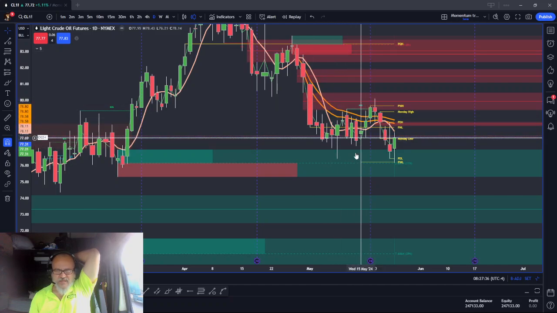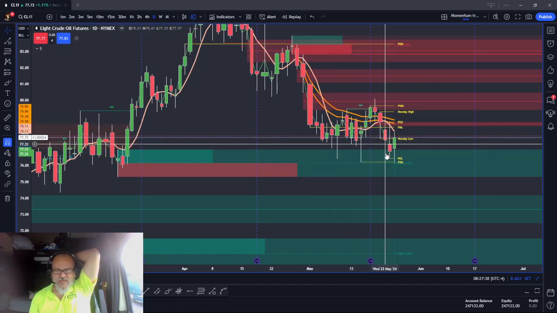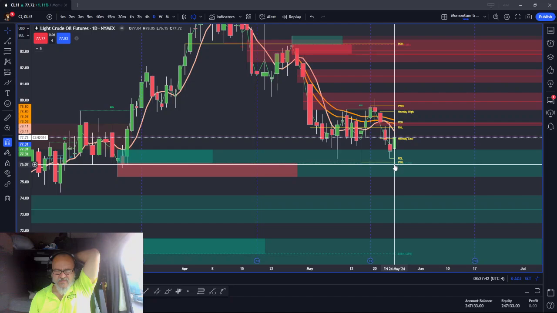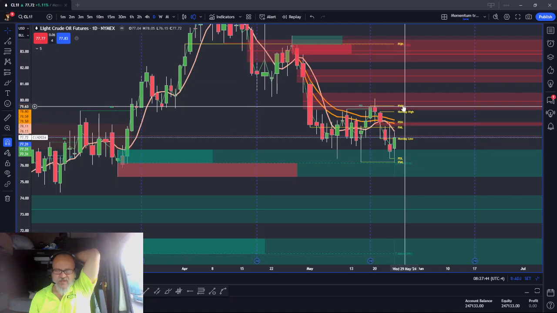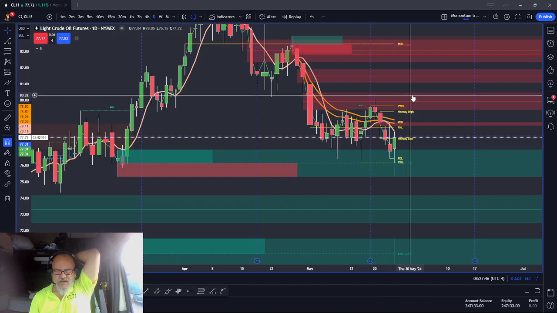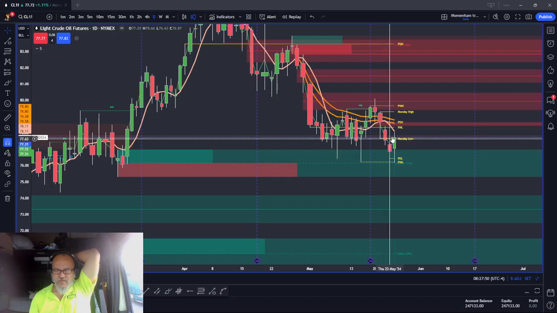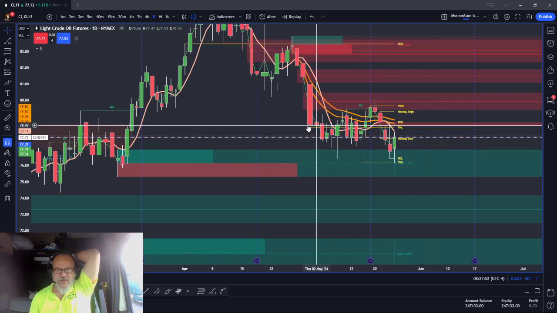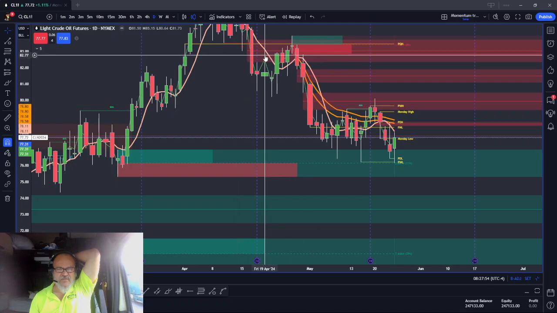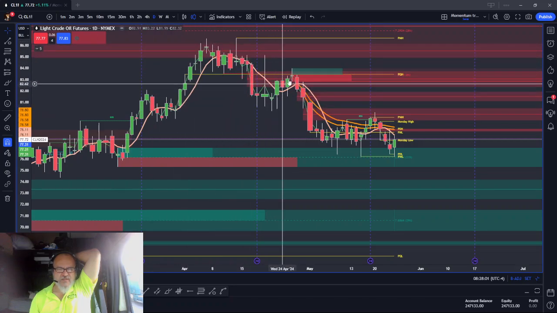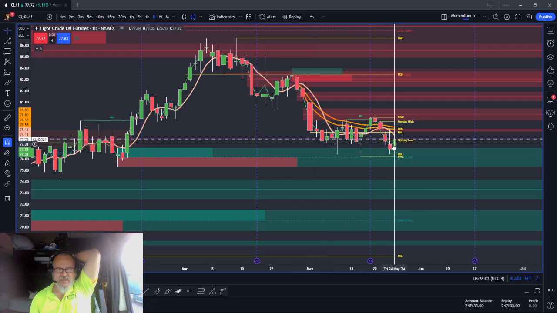But yeah, I mean, just ranging right now. So we did sweep that. That could be a manipulation move to go higher, then take out the highs and then roll over, or we just take out the highs and keep going. We'll have to see. We've got two legs of consolidation, displacement, consolidation, displacement.